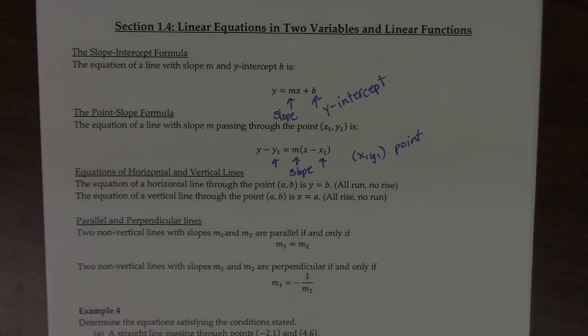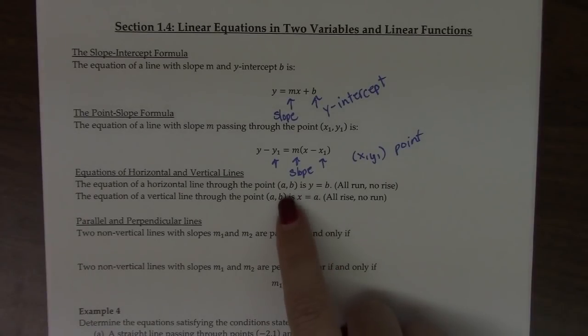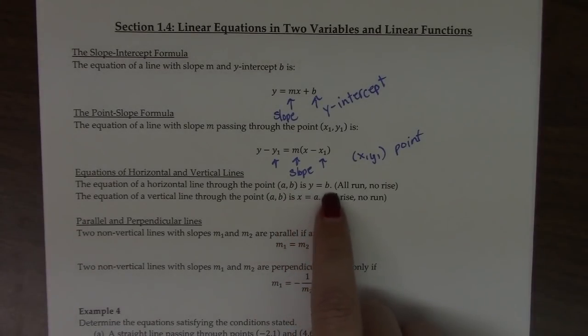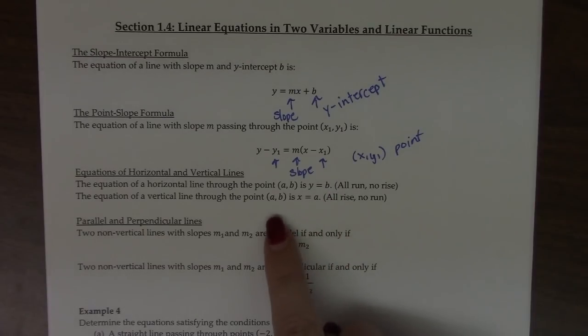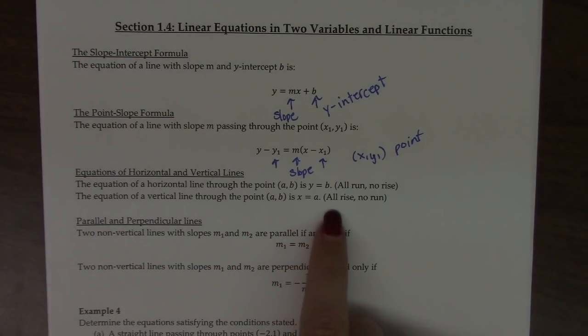Equations of horizontal and vertical lines. So a horizontal line has a slope of 0, and the equation is of the form y = b, right? So it's all run, no rise, meaning there's only y values, the same y value for every x value that you plug in. The equation of a vertical line is x = a. So it's all rise and no run, meaning that for any y value you pick, it's the same x value.